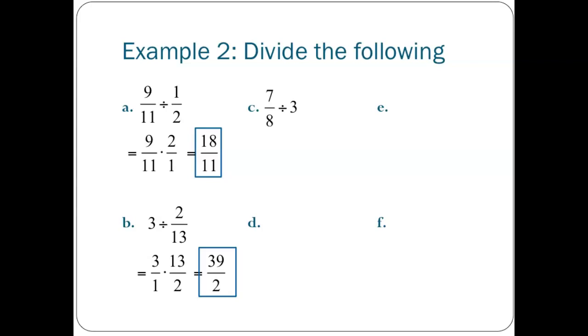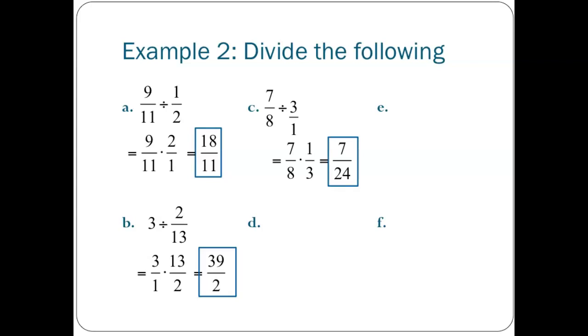All right, the next one, we have 7/8 divided by 3. So I'm going to first start off by rewriting that 3 as 3 over 1. And now I can rewrite this so the first fraction stays the same, so 7/8 times 1 over 3. And then now I can multiply, so 7 times 1 is equal to 7. 8 times 3 is equal to 24. And this can't be simplified any further, so 7 over 24 is going to be our answer.